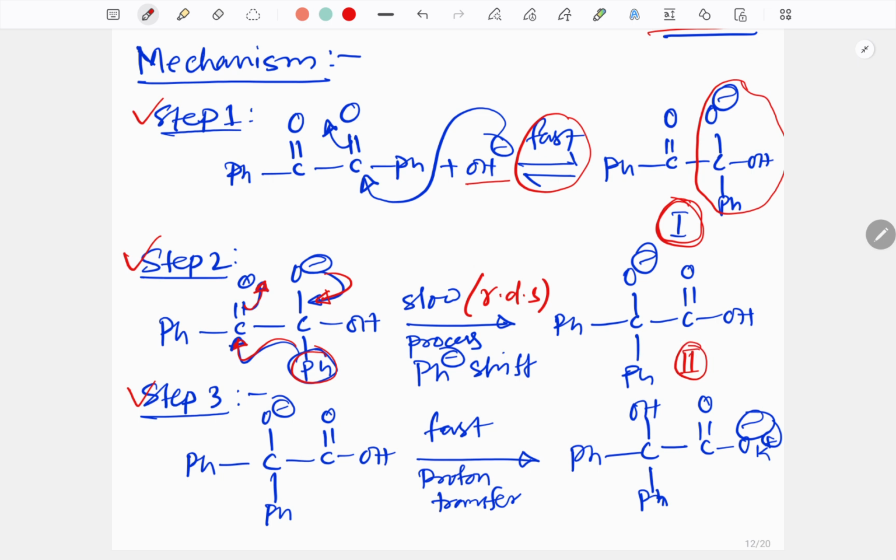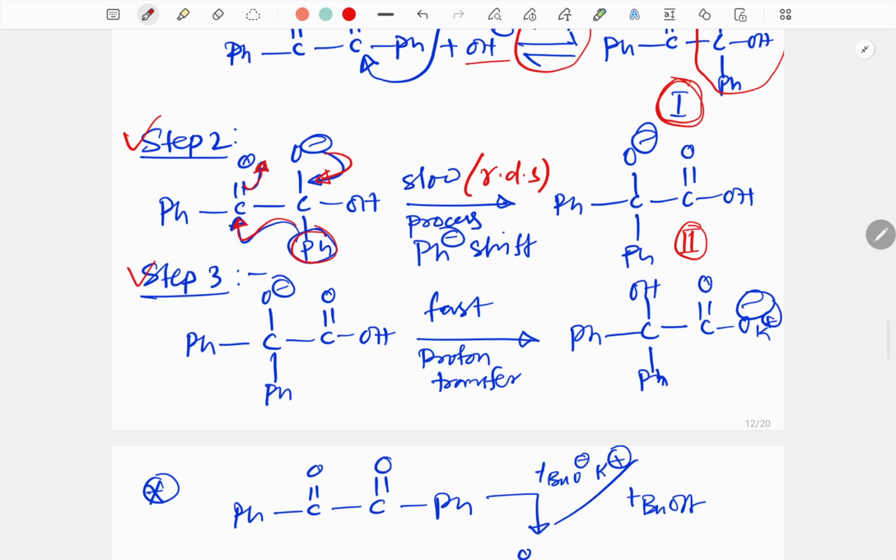What is the driving force for this 1,2 nucleophilic shift of the phenyl group? The driving force for the phenyl migration may be either the pushing of the phenyl group by the negatively charged oxygen atom, or the pulling of the phenyl group by the partially positive carbonyl carbon. That is why the phenyl migration takes place in this step.